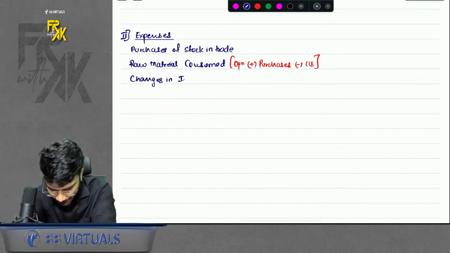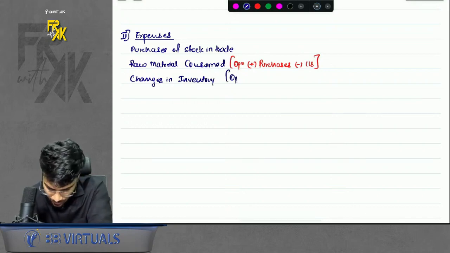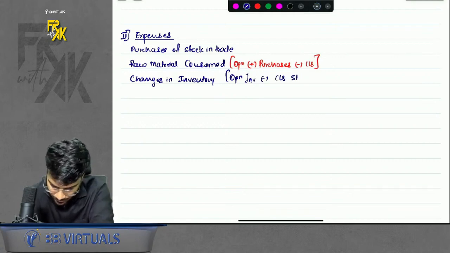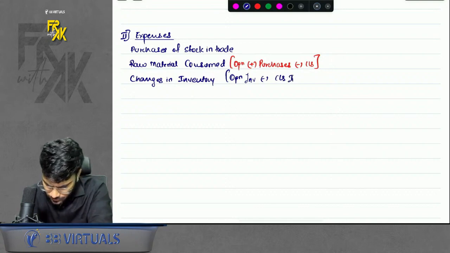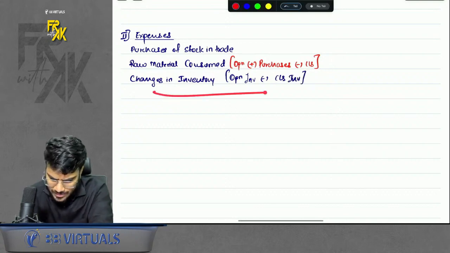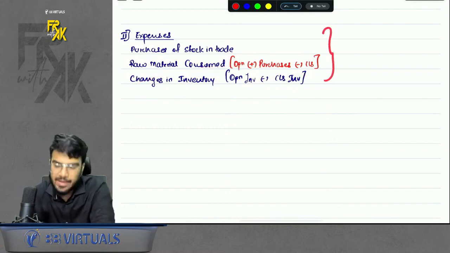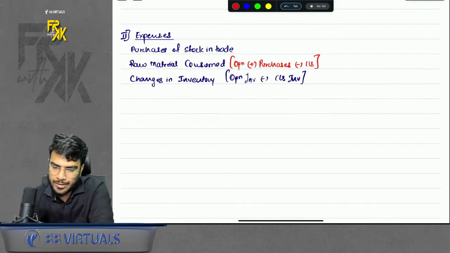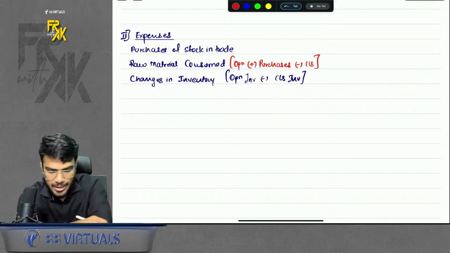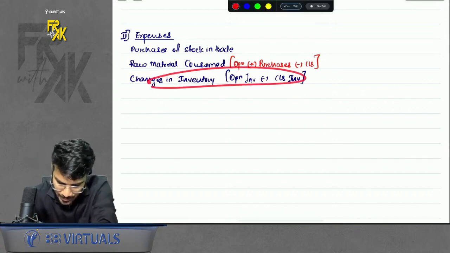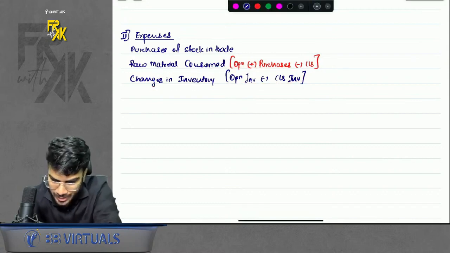Next point is changes in inventory. It means your opening inventory or opening stock less closing stock, less closing inventory. Sir, why this element appears in profit and loss statement? See, ideally you are in CA final, so you might be knowing all these things, but still I assume that you need not know even a single word of financial reporting. That is why I'm explaining each and everything in detail. So why this thing appears in the expense side? Let me show you an example.